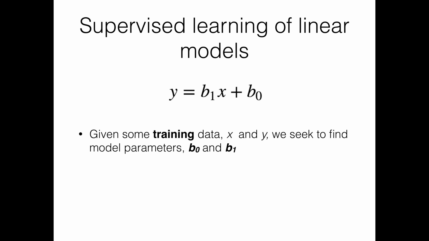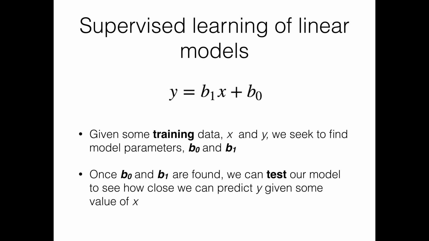And so, just said differently, the goal of this procedure is, given some training data, x and y, we seek to find model parameters b0 and b1. Once they're found, we can test our model to see how close we can predict y given some value of some input x. Again, that's the overarching goal in this single-dimensional x and y case, where x and y are just scalars.